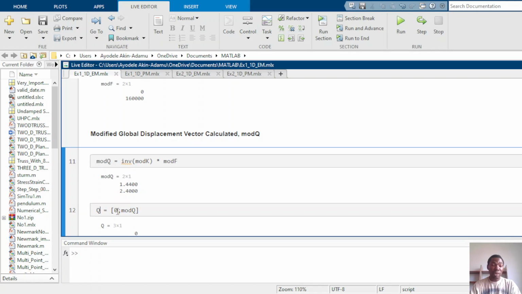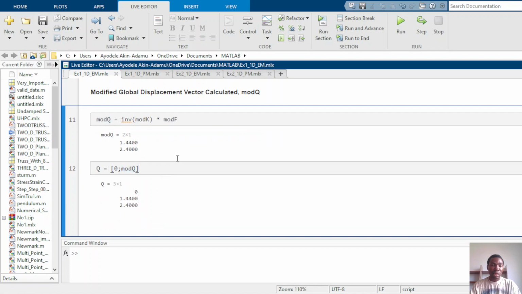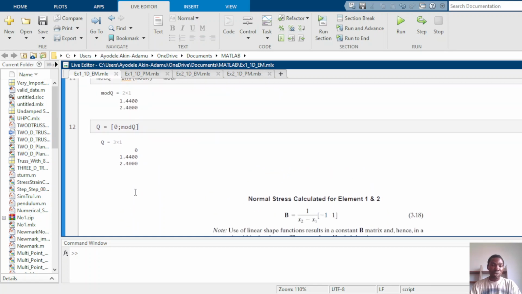Since we know that Q1 is 0 because there's a support there, there's no movement there, you can open a square bracket, we put 0 here, semicolon, and mod Q, and we enter mod Q here, which is already calculated. If you do that and you run the code, you get your complete global displacement vector from node 1, node 2, node 3. Node 1 is 0, node 2 is 1.4, node 3 is 2.4. So this is our displacement quantity at the node.